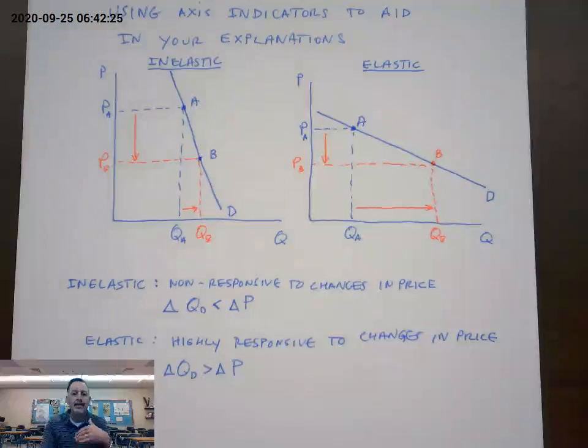And that becomes a very clear way that you can demonstrate understanding of the way that axis indicators can be used to aid in your explanations. Without those axis indicators there, all you have are 2 points on a graph that don't necessarily help you show the reader that you have understanding of what's going on.